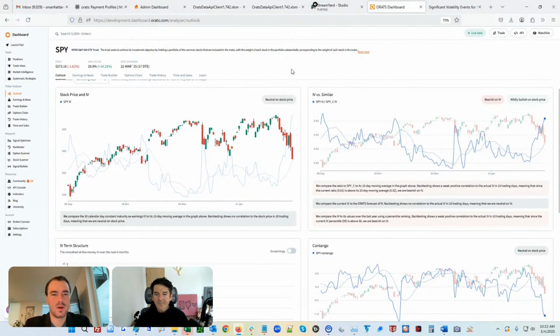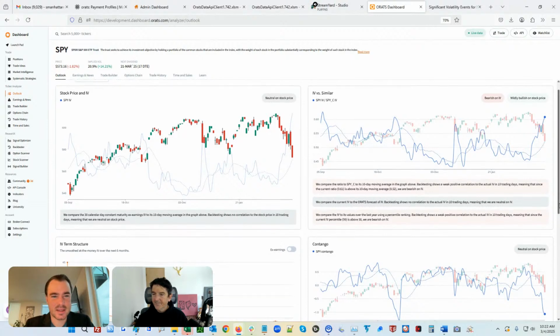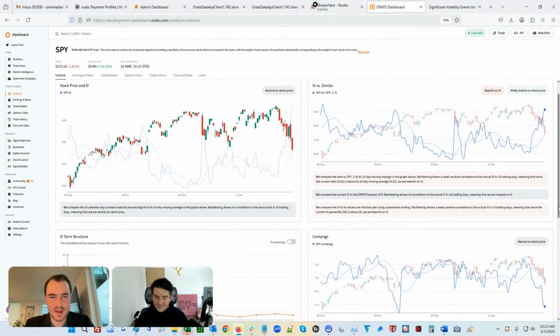It does. What's interesting about that second chart there is that the chart itself and the data behind the chart sort of expects that solid line to revert to the moving average, which is that dotted line. So it actually is showing that we're bearish on IV because we're expecting that to revert to the mean, which is interesting.